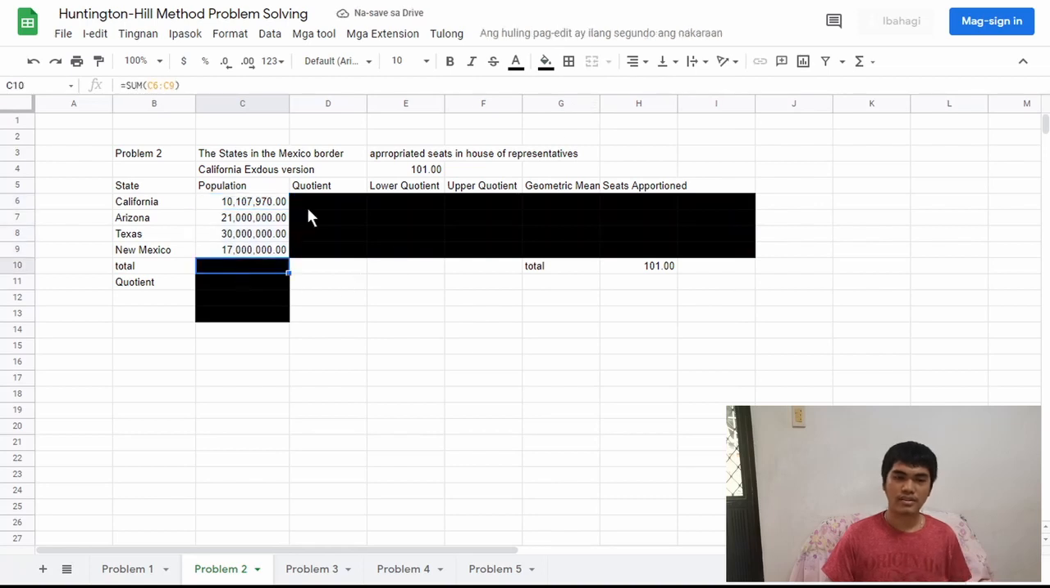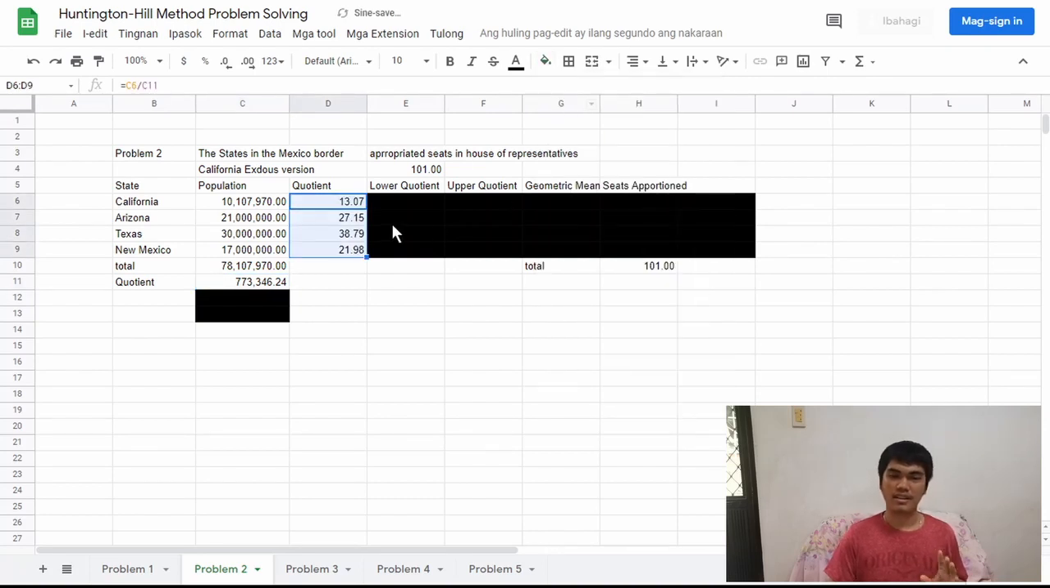So here it is. The same total, 78,107,970, and the same quotient, 743,346.24. Then here it gets interesting. The quotient of each state will be quite different, starkly different.